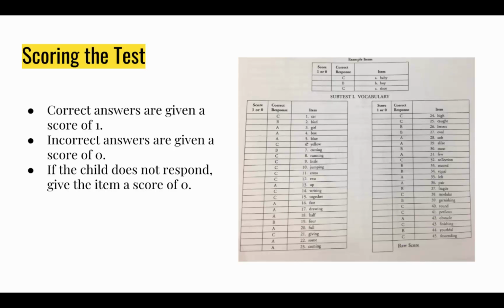To score the test, correct answers are given a 1, incorrect answers are given a score of 0, and if the child does not respond, the item is also given a 0. If the child says, "I don't know," it is counted as incorrect, or if they point between 2 or point to 1 and then change their mind, ask the question once more and then score their final answer.